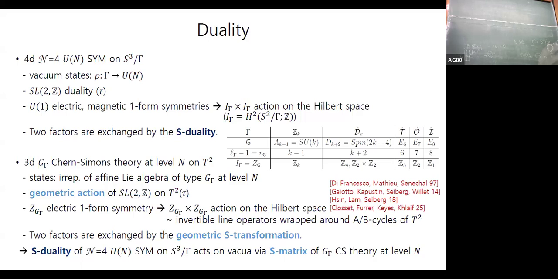And S duality exchanges the A cycle and B cycle of the torus, this SL(2,Z) geometry action. And this is nothing but the dual to the S duality acting on these electric and magnetic forms. This is really complicated. I had thought you would do something really simple.